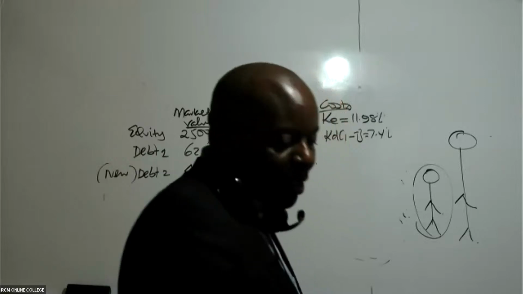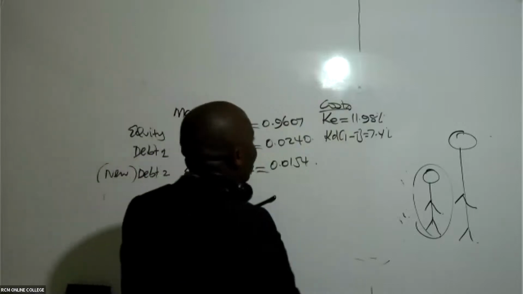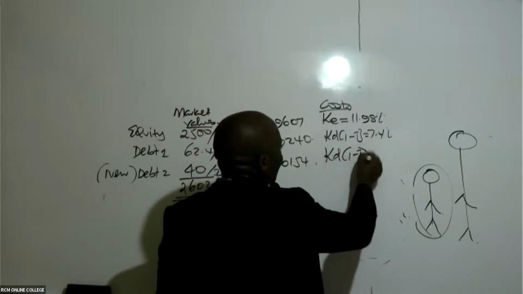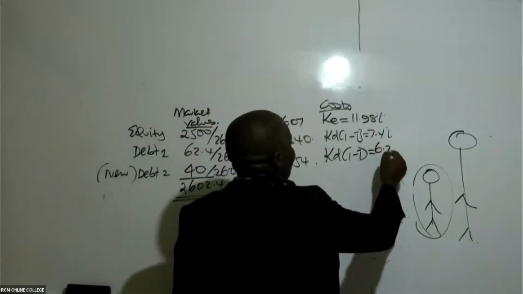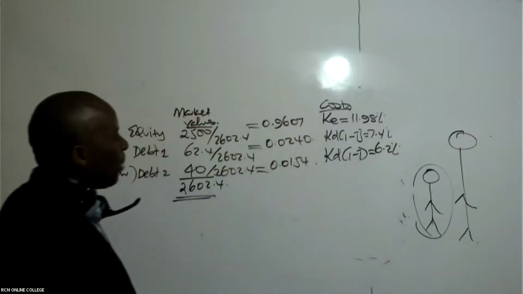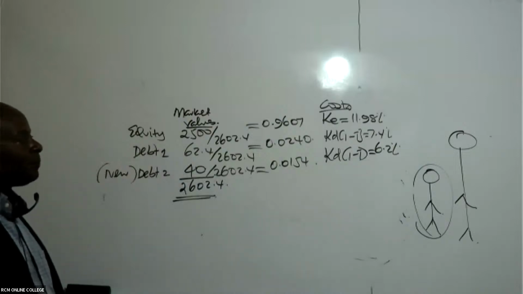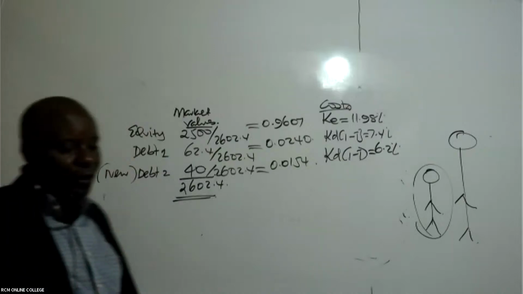Okay, I'm getting suggestions there. Can you kindly give me this KD after tax, the one that you've just gotten here? After tax, was it 6.2%? 6.2%.